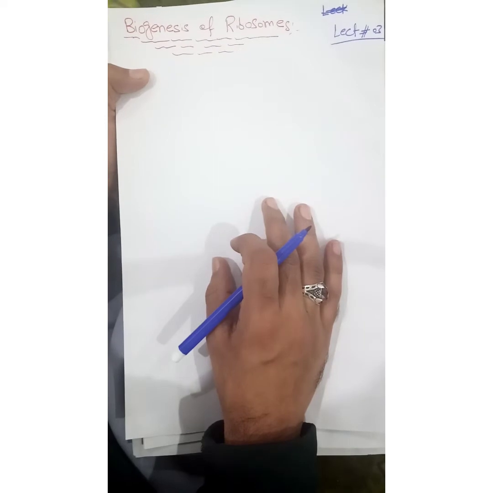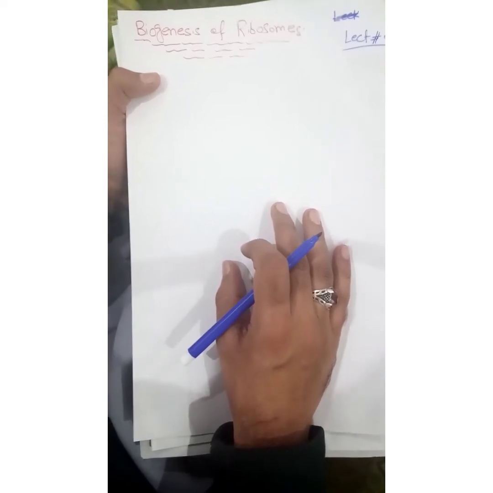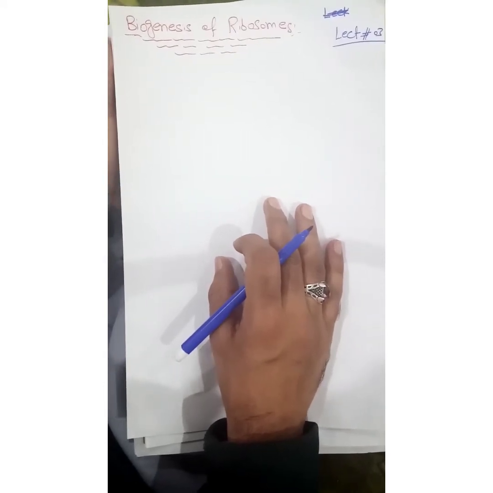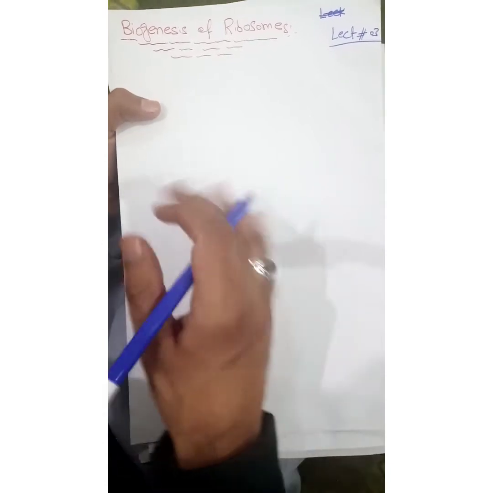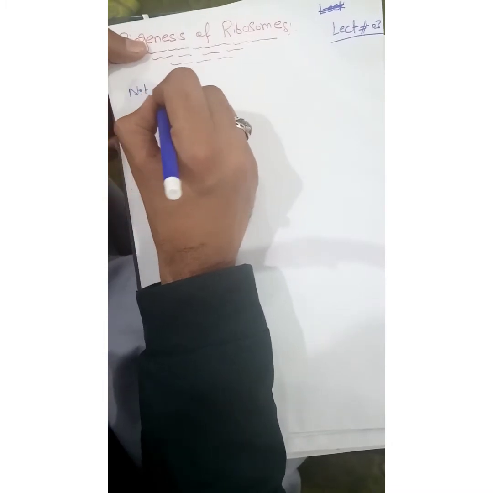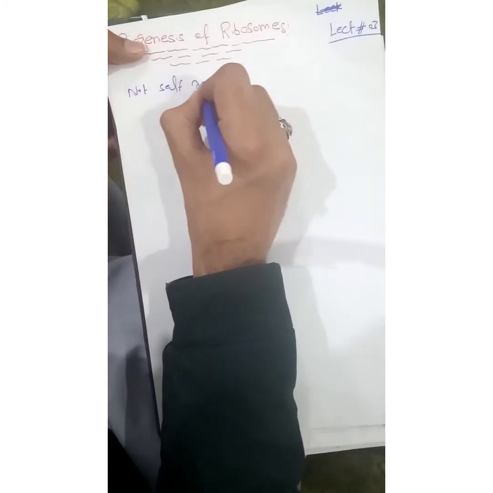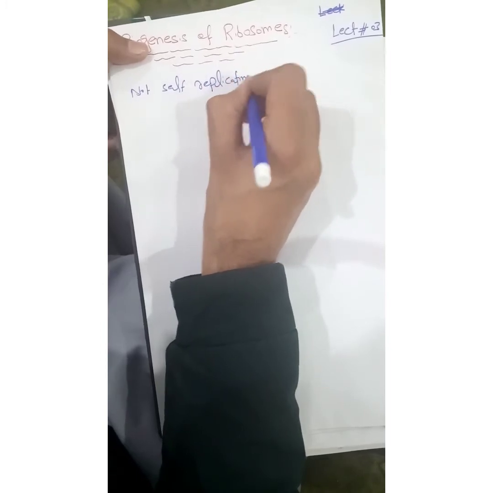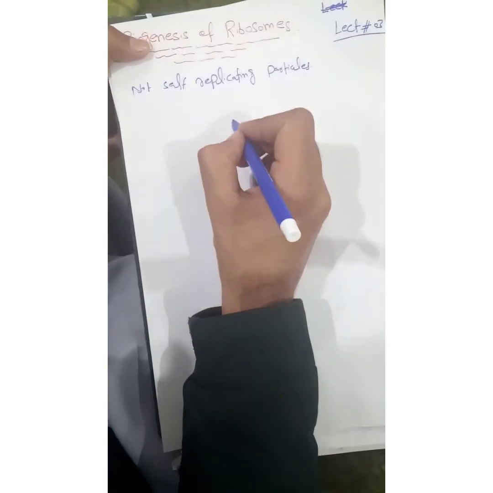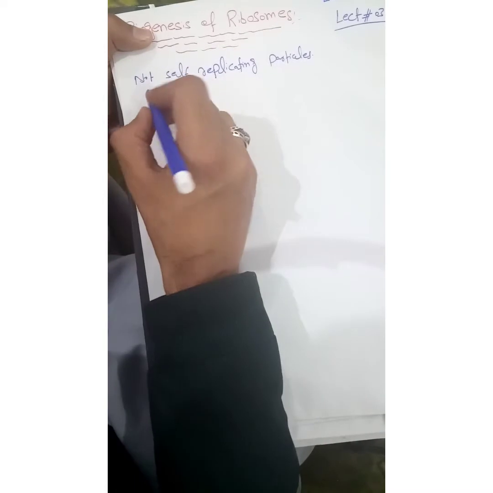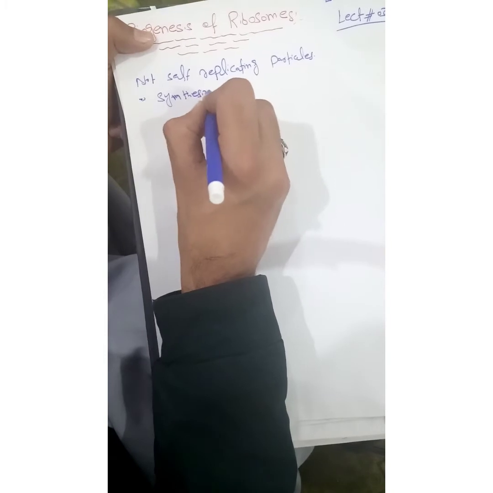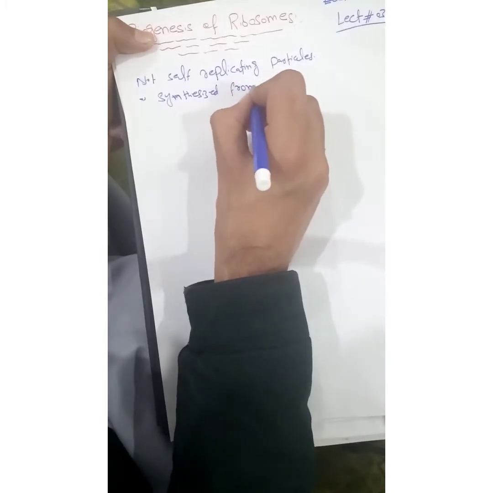In the previous two lectures, we have studied some basics of ribosomes. Today we will study the biogenesis of ribosomes, that is, how the ribosomes are synthesized. Ribosomes are not self-replicating particles. So if the ribosomes are not self-replicating particles, it means that they are synthesized from genes. The information comes from genes.